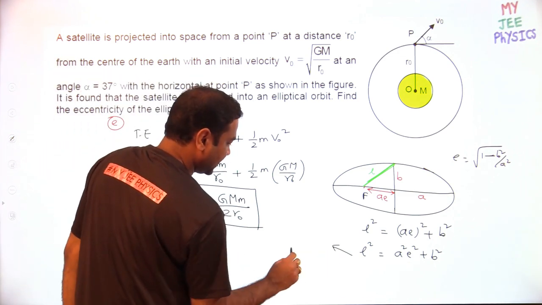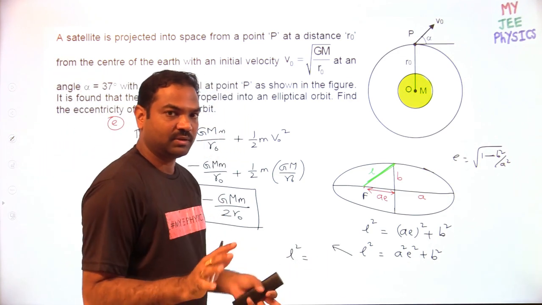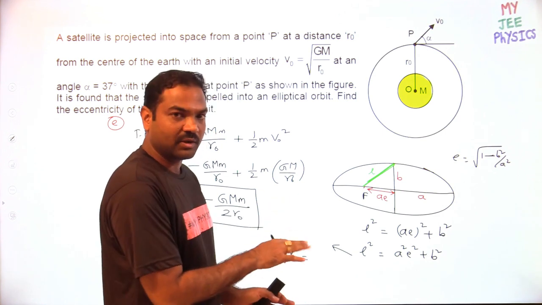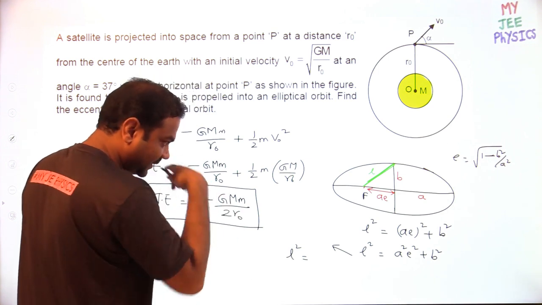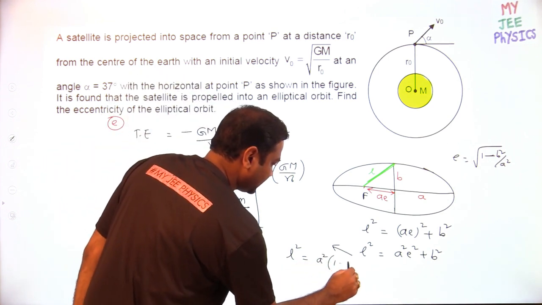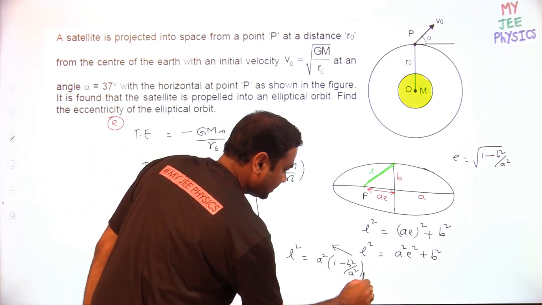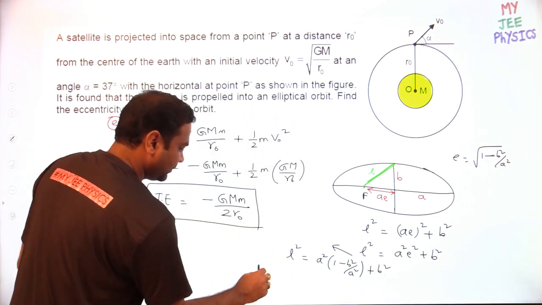So now I am calculating L square. I know you will have a little confusion about why I am calculating all these things, but I will explain. This is having a very good phenomenon. So then L square is equal to A square into e square, means 1 minus B square by A square, plus B square again. So finally what is the L square I will get?